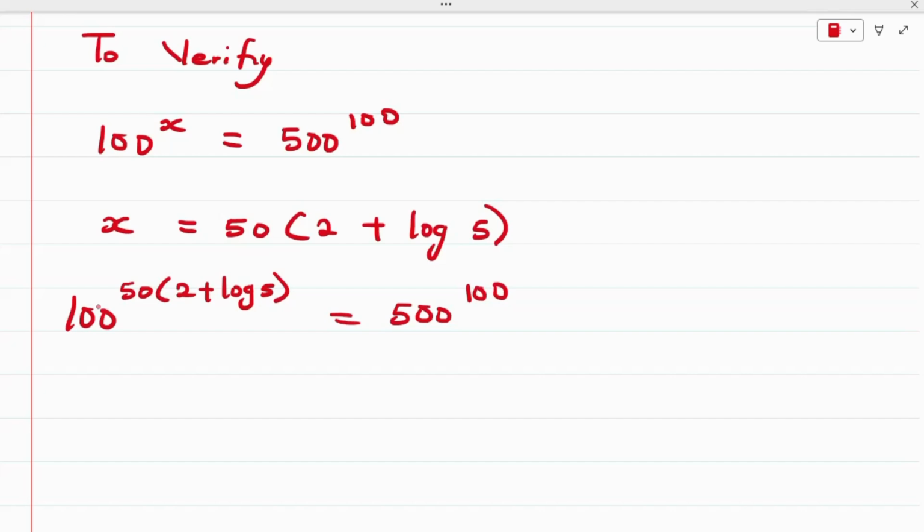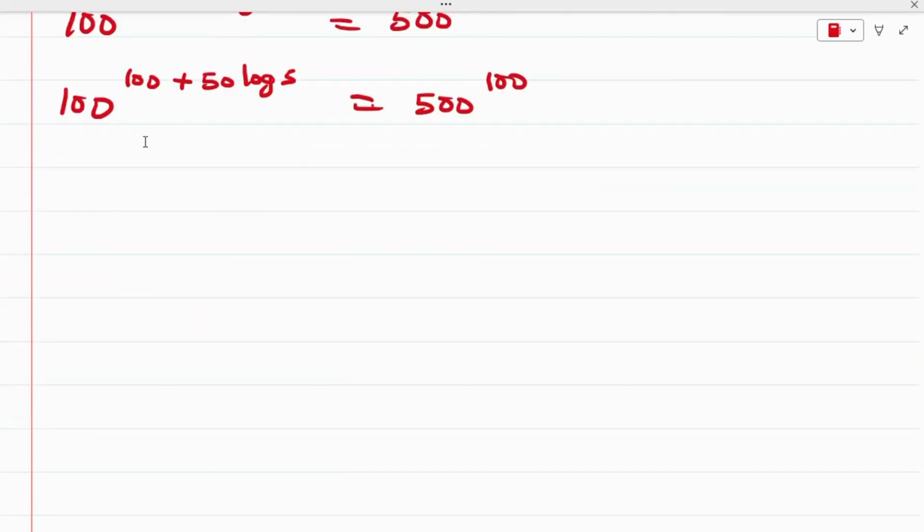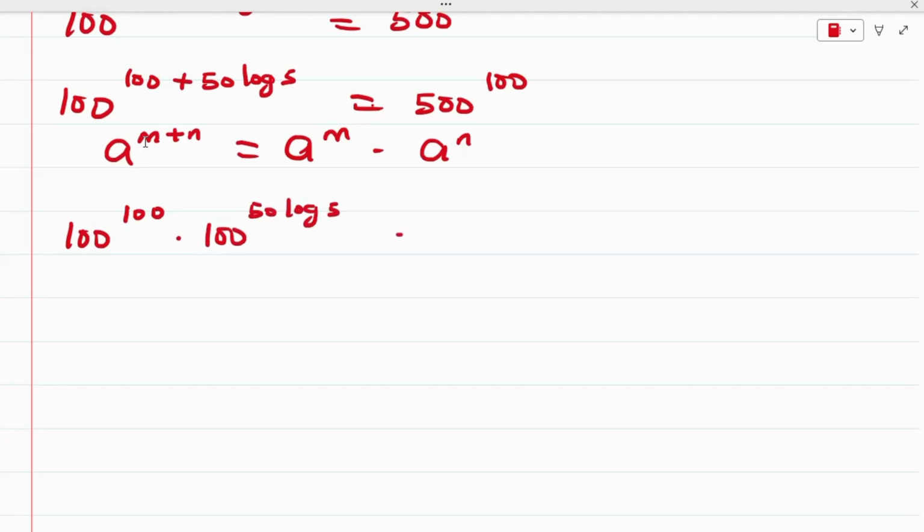So expanding the bracket right there, we have 50 times 2 will give us 100, plus 50 times log 5 will give us 50 log 5, which is equal to 500 raised to the power of 100. Alright, and at this point we want to simply apply the property of exponents that says a raised to the power of m plus n is equal to a raised to the power of m multiplied by a raised to the power of n. So applying this, we have 100 raised to the power of 100 multiplied by 100 raised to the power of 50 log 5, which is equal to 500 raised to the power of 100.